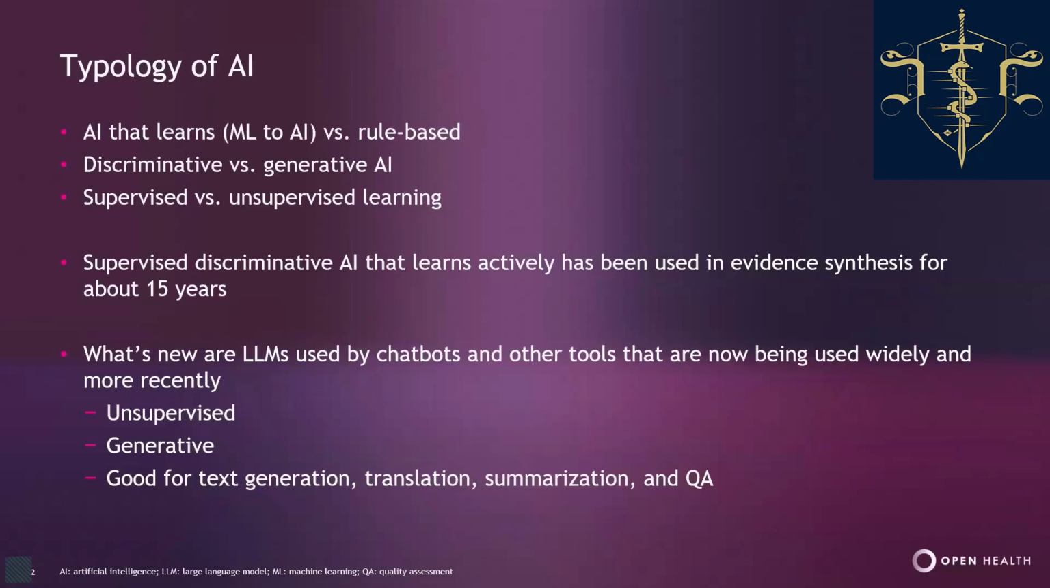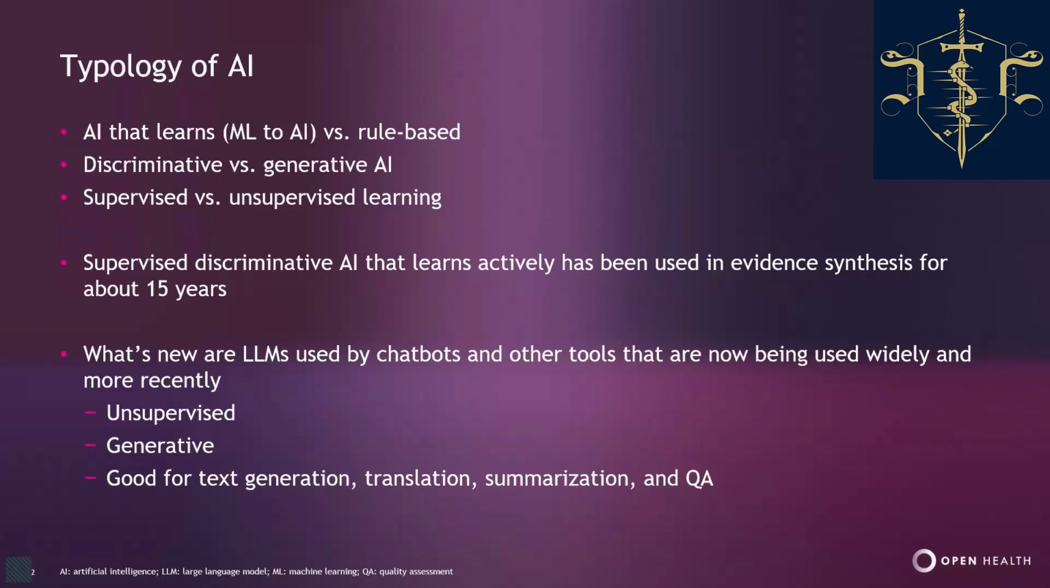So, we have different classifications for the AI. One classification says that we have two categories of artificial intelligence: the AI that learns, which we know mainly as machine learning, and rule-based AI. Machine learning is a way to achieve artificial intelligence. An example of machine learning-based AI is when we are screening titles and abstracts in the systematic review tools, where it learns from our decisions. And an example of rule-based AI is spam detectors in your inbox. So that is one classification.